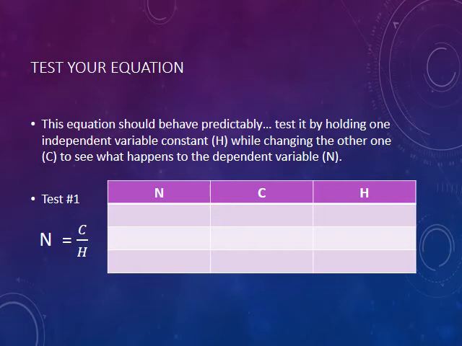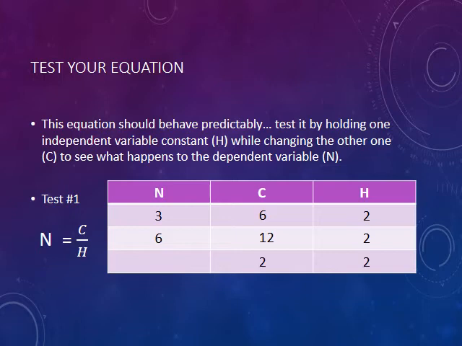It should behave predictably, and so you could make a data table that shows how changing one variable while keeping the other one constant affects the dependent variable. So for example, if you had 2 homeworks and 6 candies given out, you can calculate that's a niceness rating of 3. If I keep the homework the same and double the candy, well, we're predicting the niceness should double. If you run it through that equation, you discover that it does.